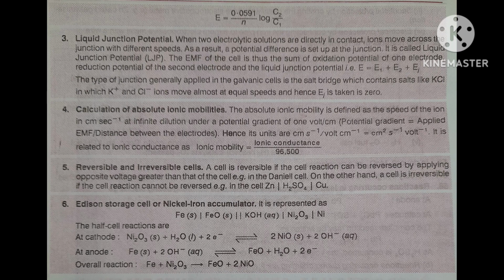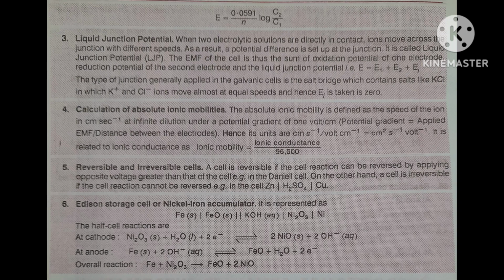What is liquid junction potential? You can understand it like this: when two electrolytic solutions are directly in contact, ions move across the junction with different speeds. As a result, a potential difference is set up at the junction. It is called liquid junction potential, that is the LJP.